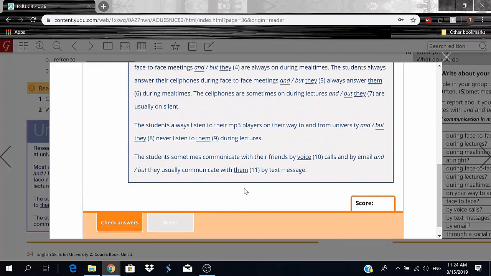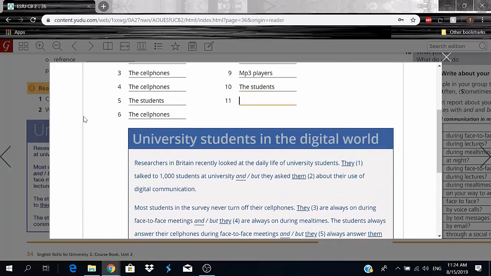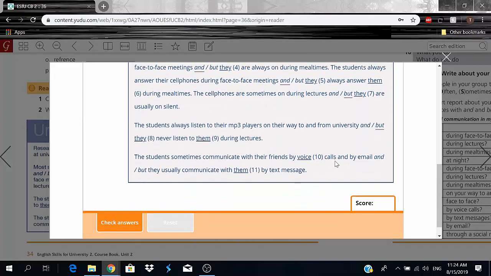And finally, we have number 11 with them. They usually communicate with them, and them here, obviously referring to their friends. Their friends. Okay? Now, let's actually go back to our and or but here. And by email, okay? But they usually communicate with them by text message. So we're going to use but. Where is it? But, here we go.